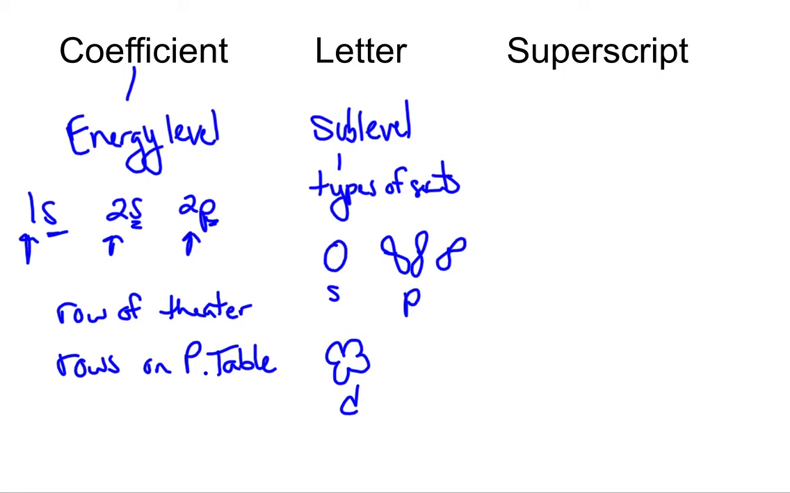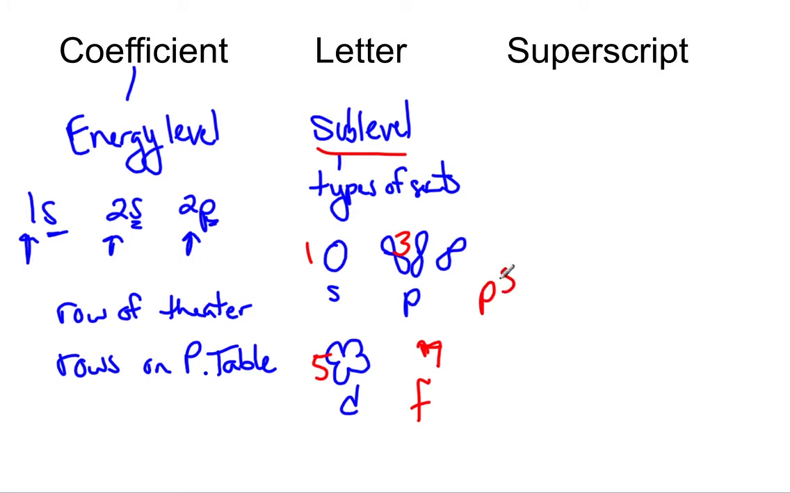Remember, there's one s option. It's only round. There's 3 of these. There's going to be 5 of these. And if you throw the f's in there, there's going to be 7 different seats that you could sit in. So where are you? Which sublevel are you in? Now, this doesn't say anything about orbitals. When you do the electron configuration, it doesn't say anything about which particular seat you're in.